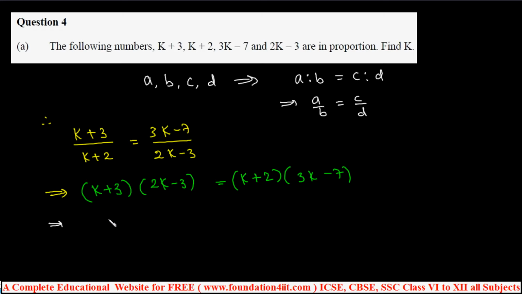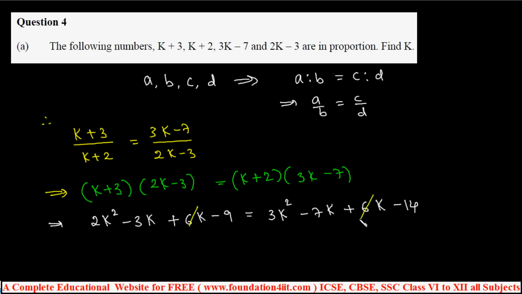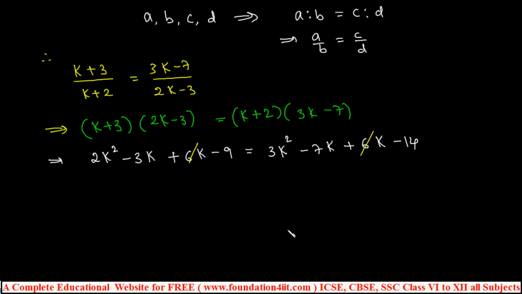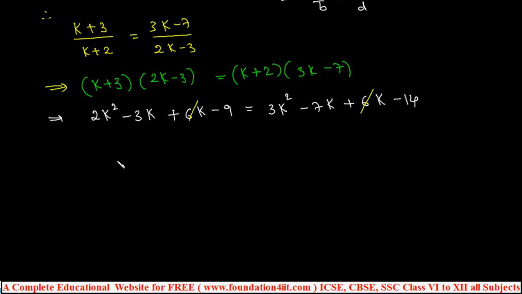Just k into 2k, so 2k square, minus 3k. With this you should multiply both the terms. Plus 3 into 2k, again 6k, minus 9. That is the LHS part. And this side is 3k square minus 7k, the k into minus 7, plus 2 into 3k is 6k, minus 7 into 2 is 14. Same, we can cancel both the sides, plus 6k, and the remaining terms take to one side, that is simplify again.